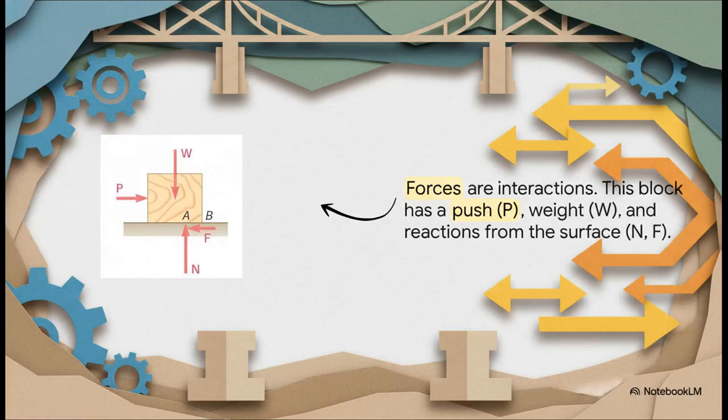This diagram is a perfect example. Look at this block. We don't just care about one force. We've got a push, labeled P. We have the block's own weight, W, pulling it down toward the Earth, and then the ground is pushing back up with what we call a normal force, N. And it's also resisting sliding with a friction force, F. Statics is all about figuring out how all these different pushes and pulls work together.